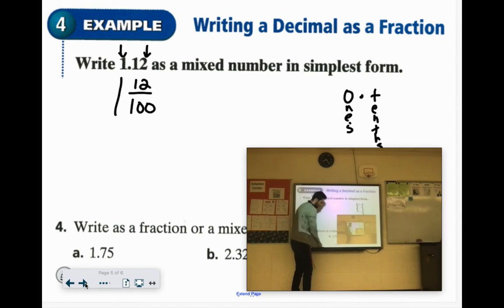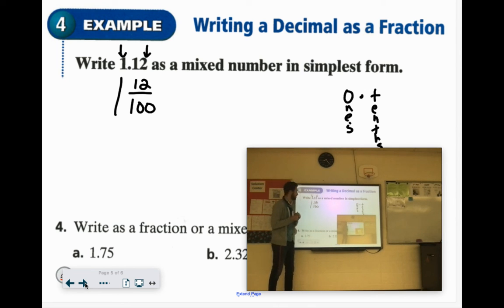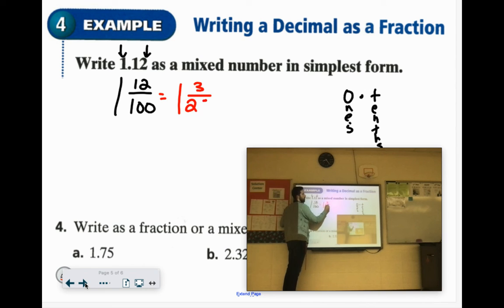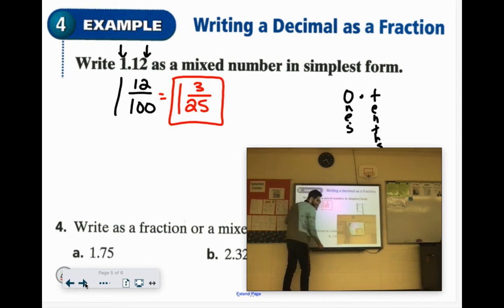1 and 12/100ths. Then, thank goodness we started practicing simplifying stuff. What goes into 12 and 100 would be like 4. So 4 goes into 12 3 times, 4 goes into 100 25 times. You can't simplify 3/25 anymore, so that would be your final answer.